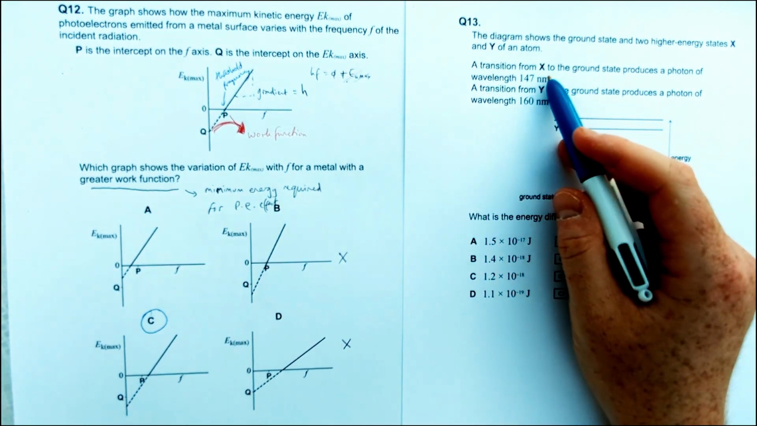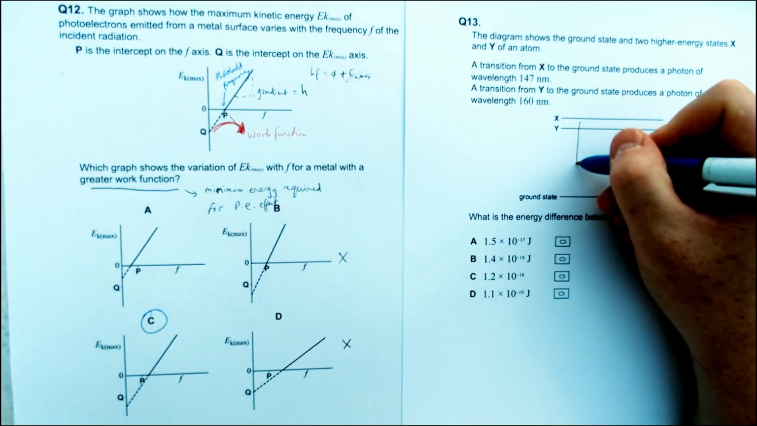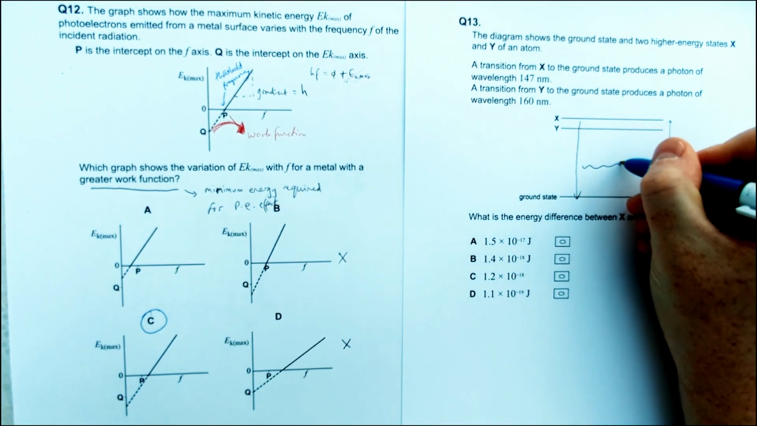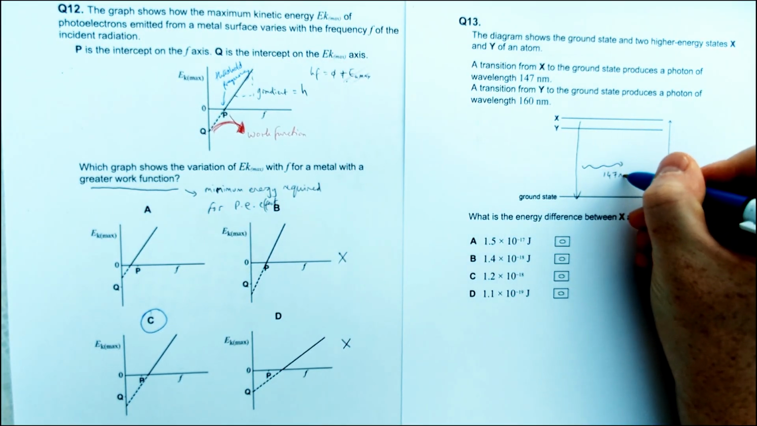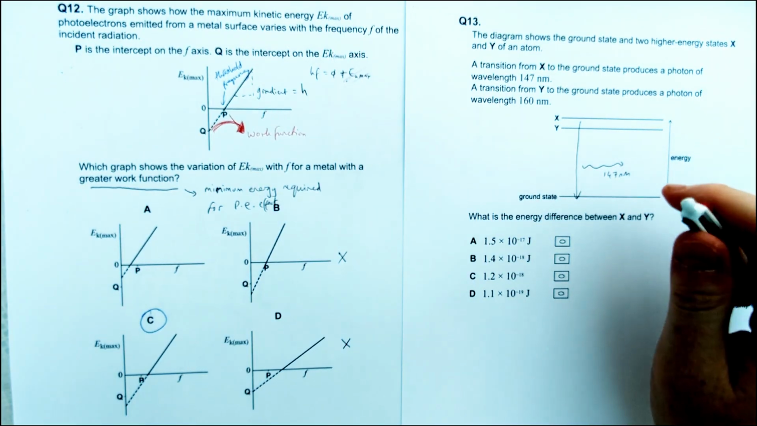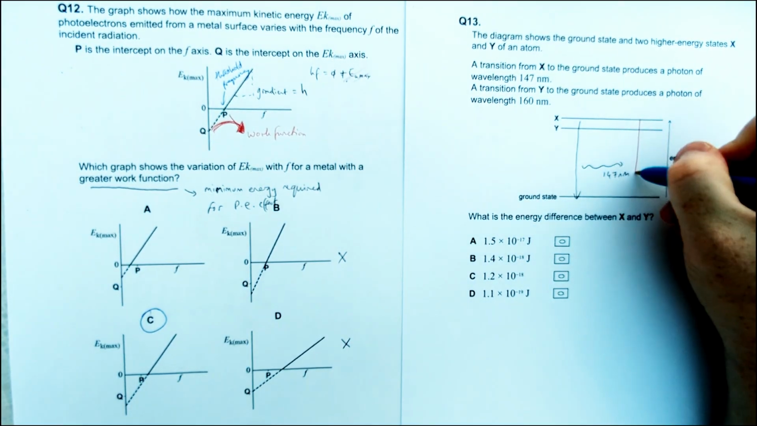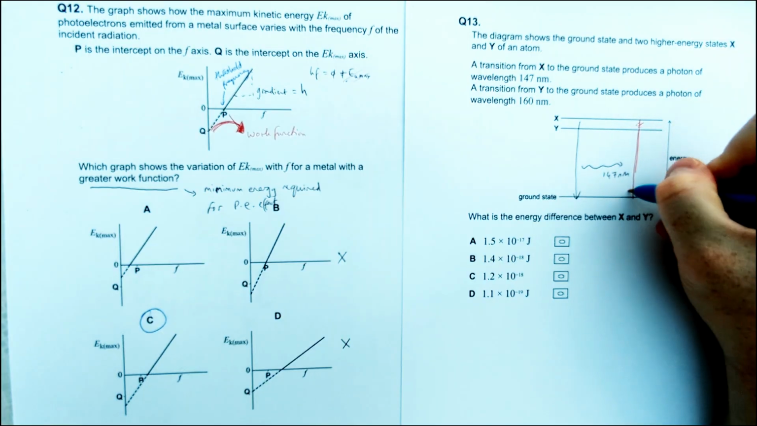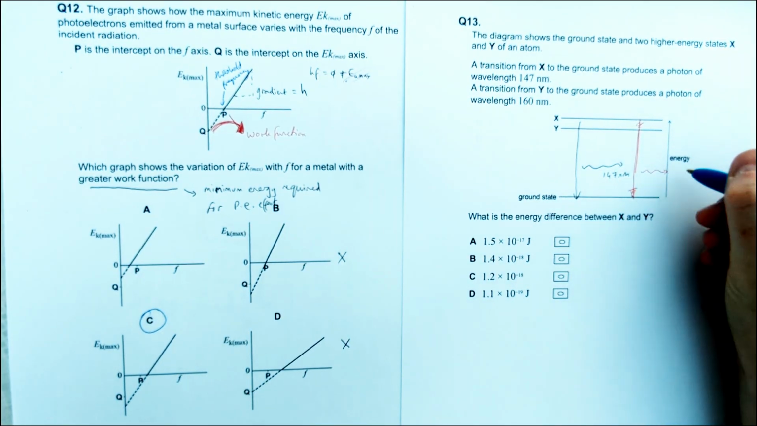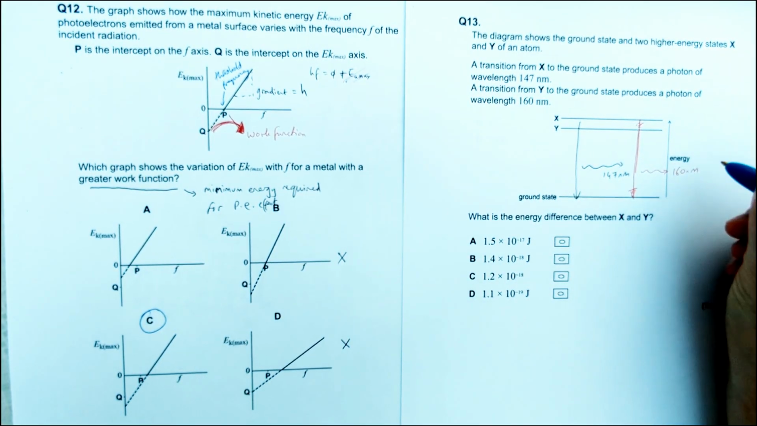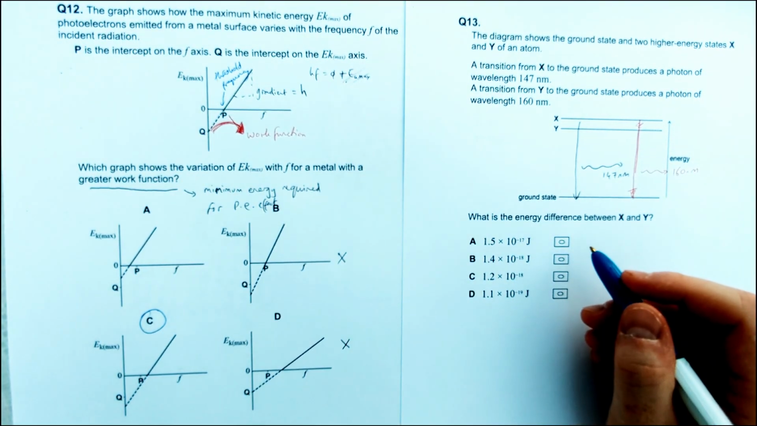It says transition from X to the ground state produces a photon of wavelength 147 nanometers. And then we've got the other one from transition from Y to the ground state. I can't draw that properly. There you go. Y to the ground state is going to emit a photon with 160. So the question says, what's the energy difference between X and Y?